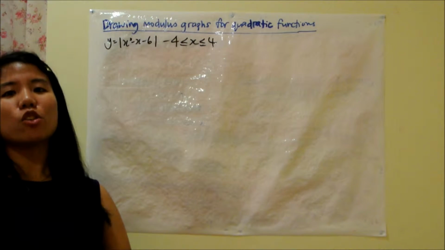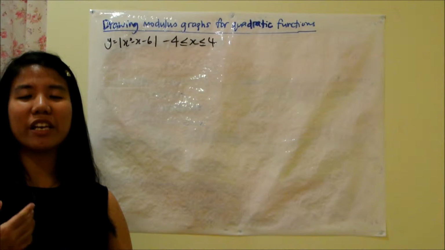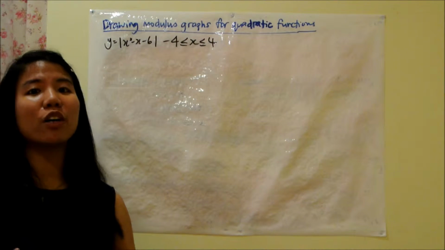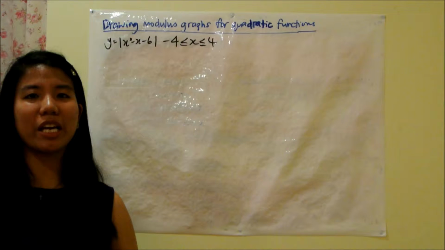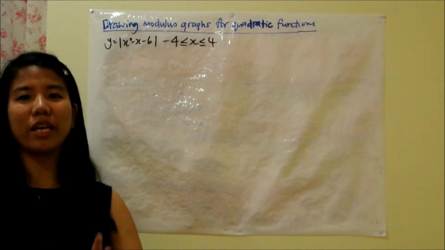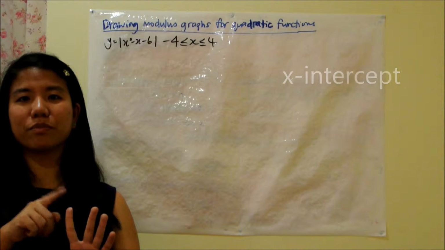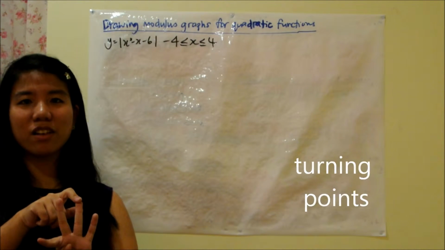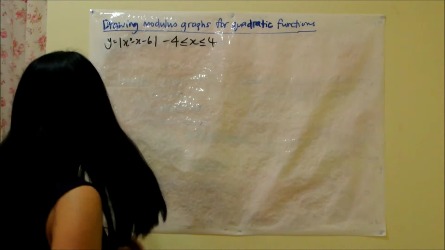Before you sketch any modulus graph, you first need to sketch the original graph, meaning the graph without the modulus. To do that, we need to find 4 points: the x-intercept, y-intercept, the turning points, and the endpoints. So let's do that now.